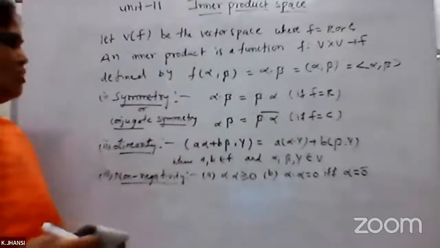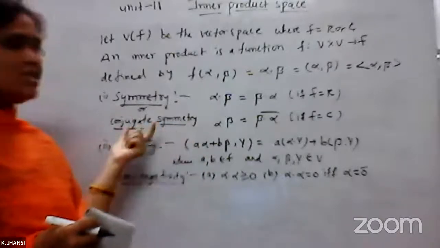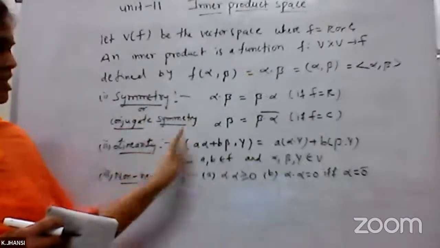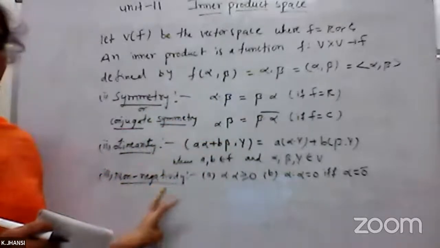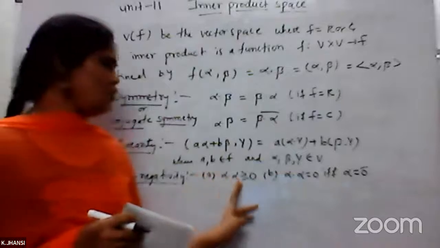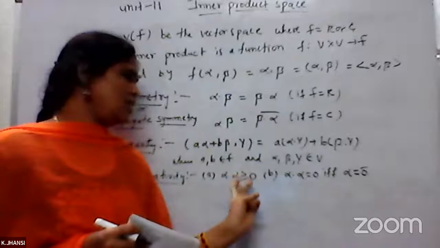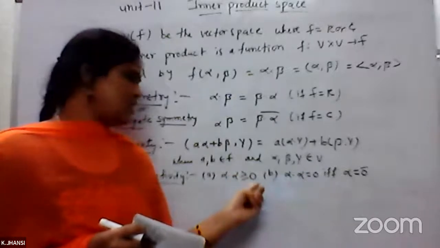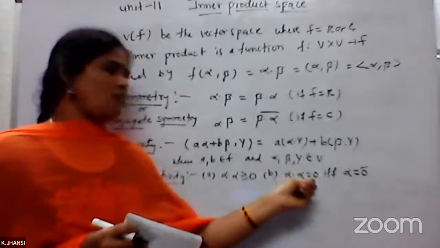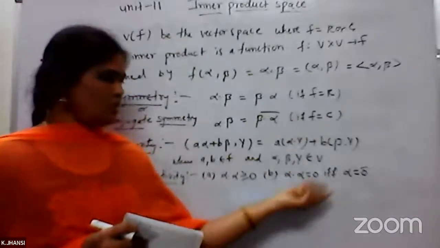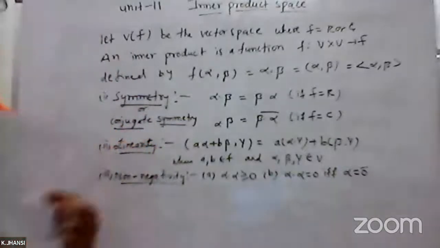If these three conditions are satisfied by any given function, then it is called an inner product space. The first one is symmetry, the second is linearity, and the third is non-negativity. For alpha into alpha, whatever alpha is given in the question, if the value you get is greater than or equal to 0, and the second condition, that value equals 0 if alpha is the 0 vector. Okay, so this is the definition.